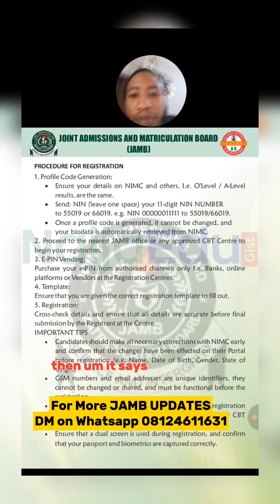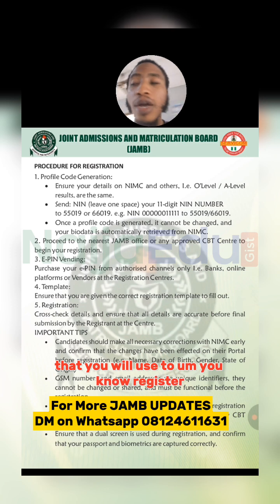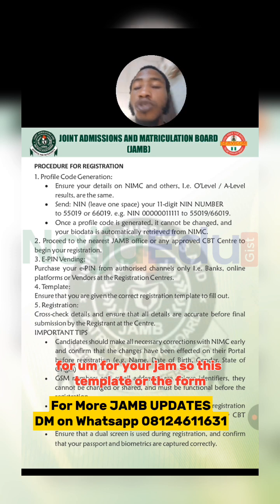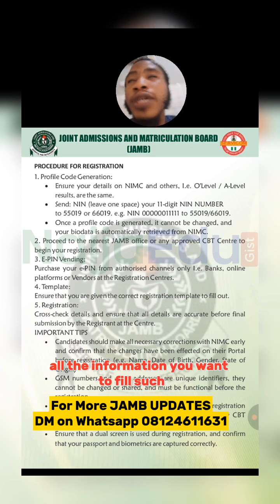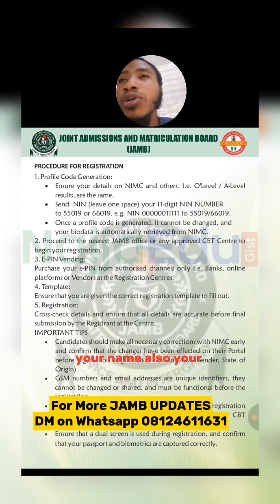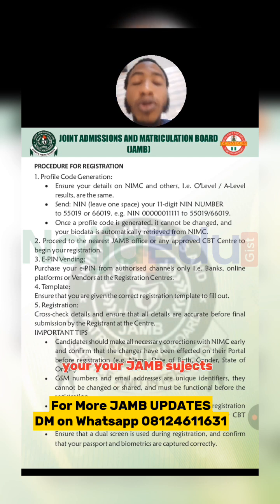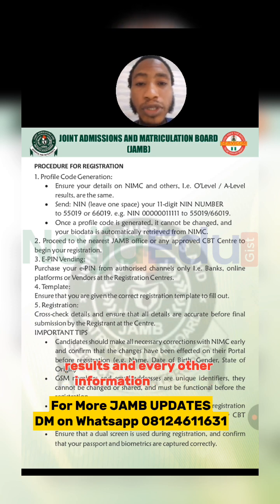Then the next one says you'll be given a template, which is like a form that you will use to register for your JAMB. So this template or form is going to contain all the information you want to fill, such as your name, your respective institution, your courses, your JAMB subject combination, your O-level results, and every other information like that.